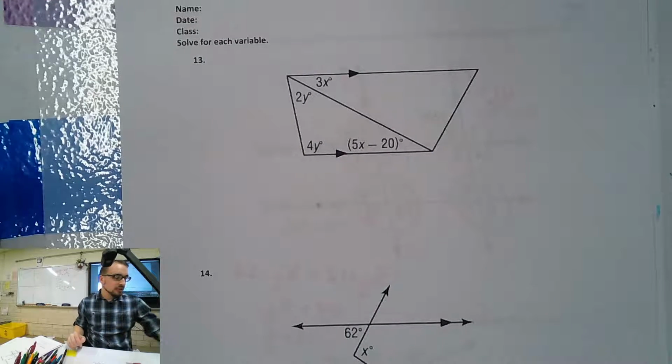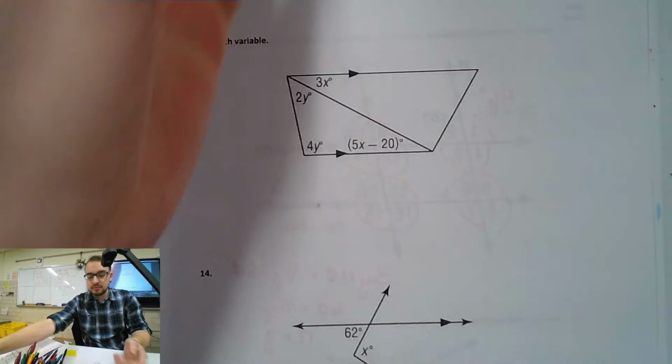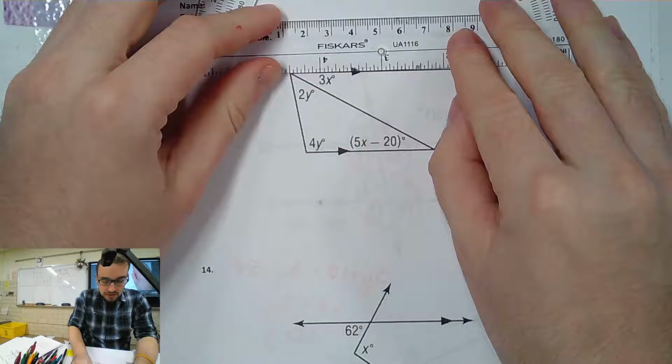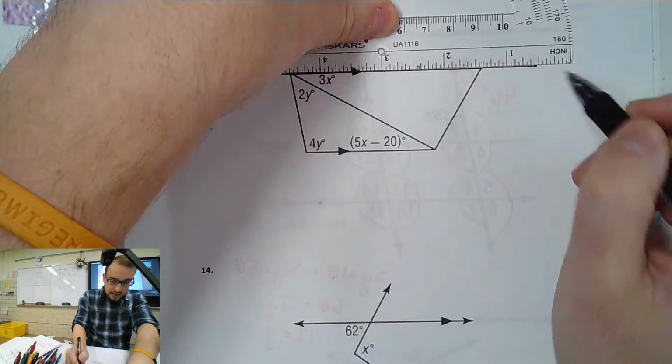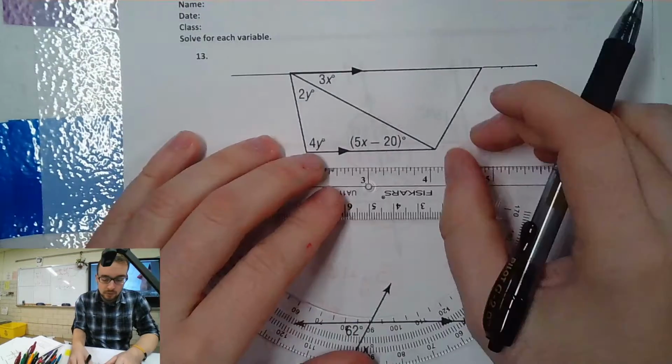13, solve for each variable. So here's what we're going to do. Let's extend the parallels so we can see what's going on a little bit better, right? Yeah, this is a trapezoid, but we don't care about that. What we want to look for is transversals.